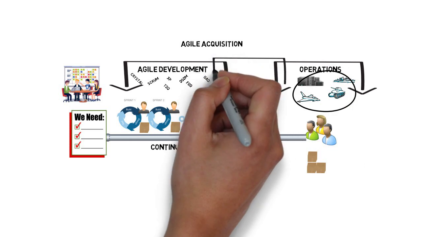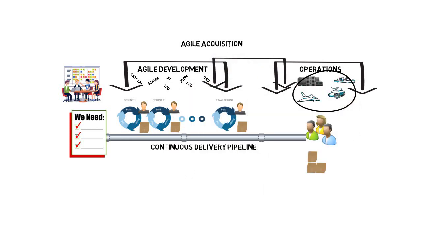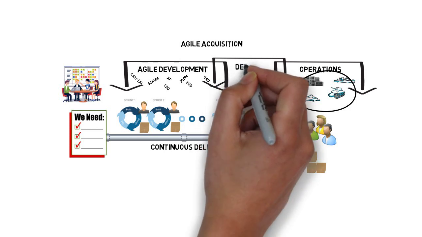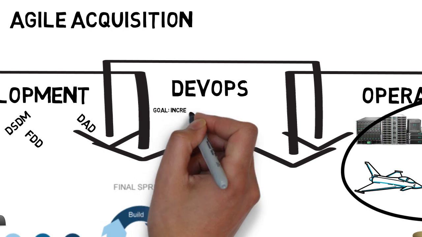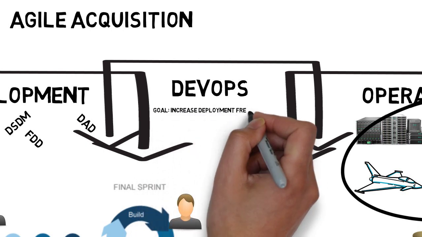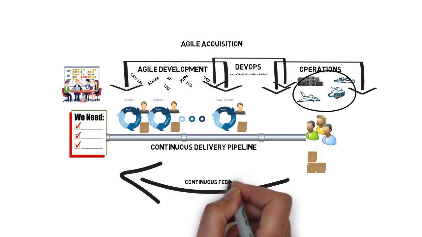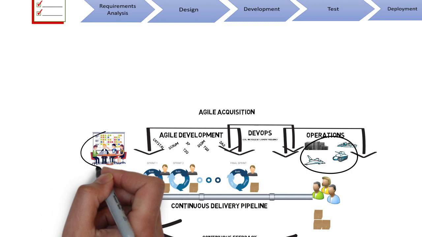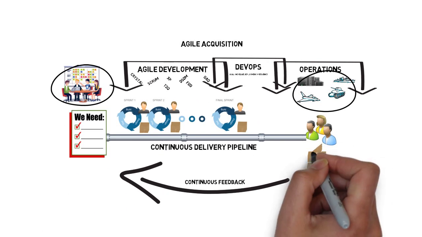You will notice there's a gap between the development and the fielding of capability, or value, meaning there's a lag from when development is finished and the product is delivered into operations. This is where DevOps assists with increasing the deployment frequency in order to speed up the continuous delivery pipeline. Moving back out to the larger acquisition, with each increment we are continuously receiving feedback. We use this feedback to make adjustments for the next increment to ensure we are continually delivering value based on the current needs of the user.